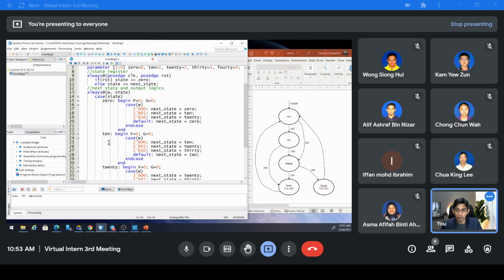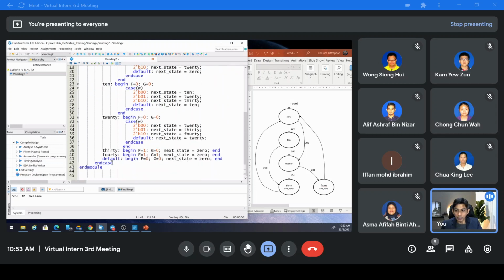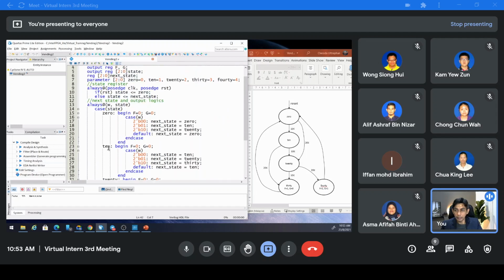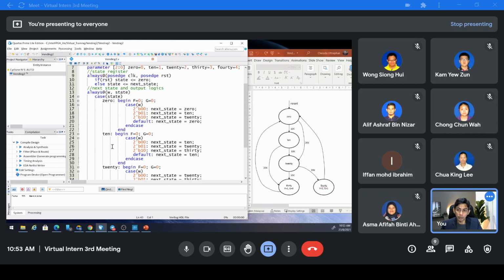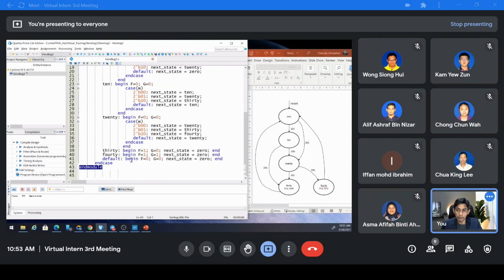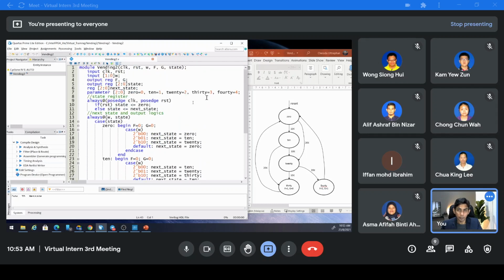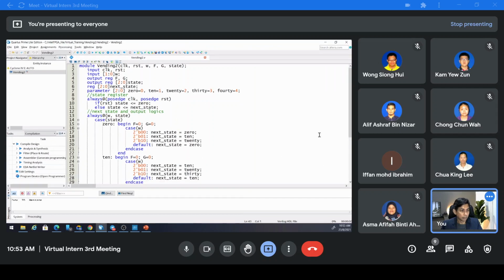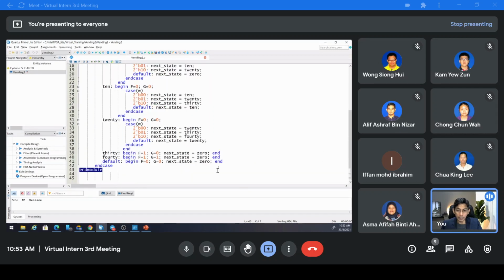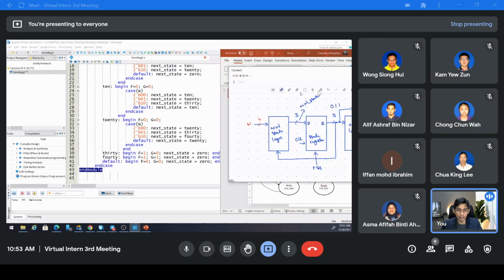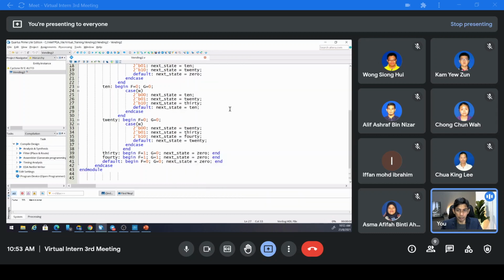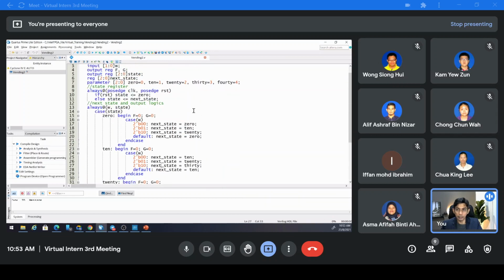Okay, now after that, you can close your case statement here, to close this case statement, and you can end your module here, right? So this will represent this, and it will create this circuit, right?